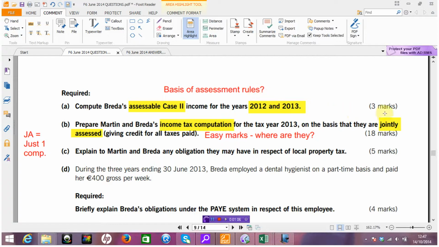Okay, we can see that we have 3 marks here, so not a lot of marks. We need to get our answer down fairly quickly, and we need to be very, very familiar and very quick to deal with base of assessment rules. That's a key area of the syllabus.